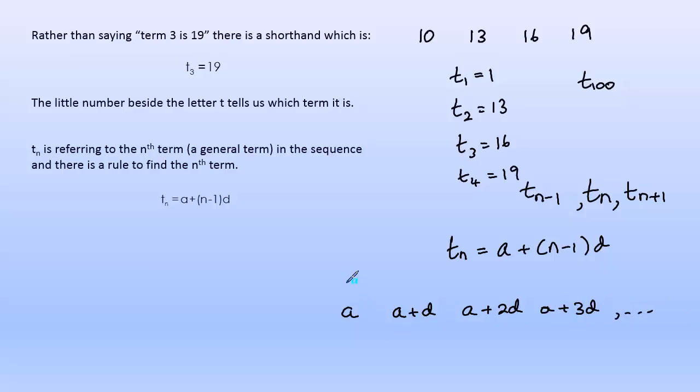Note here that this is term 1, and it has 0 d's. This is term 2, and it has 1 d. Term 3 has 2 d's. Term 4 has 3 d's. So there's always one less d than the term number, and that's where the n-1 in this formula comes from.